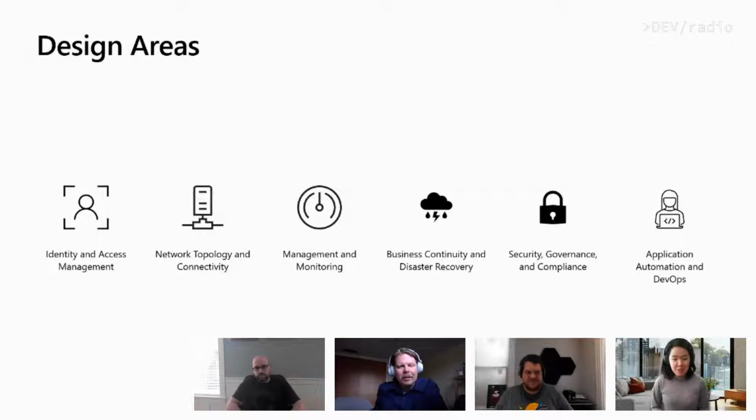Awesome. Thank you. So really following on what Pete was saying, we break it down into 6 different critical design areas because we understand when a customer is thinking about adopting an API management platform, it feels very daunting with all the different areas that they need to think about. So the way we approached it is we break it down into 6 areas, as you can see here on the screen, going from identity and access management, networking, management and monitoring, business continuity and disaster recovery, security, governance, and compliance, and then rounding it out with application automation as well as DevOps.